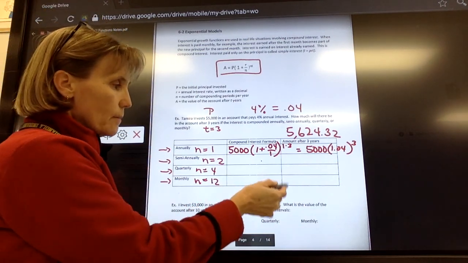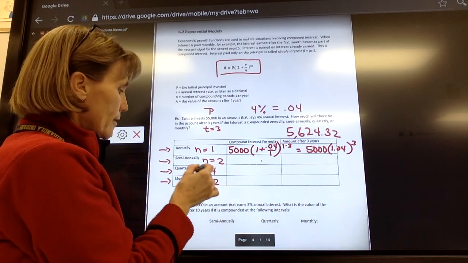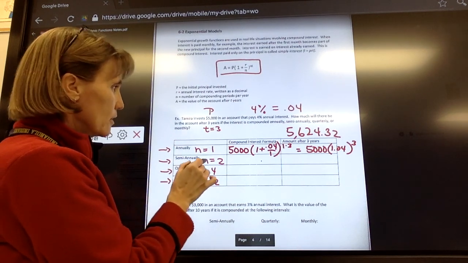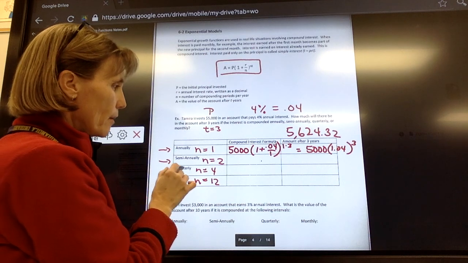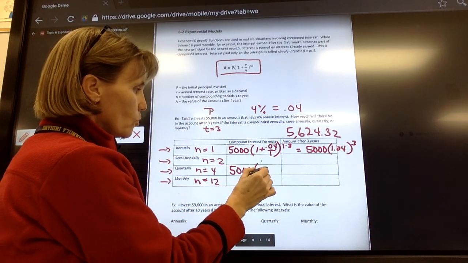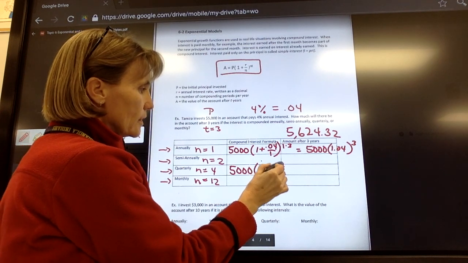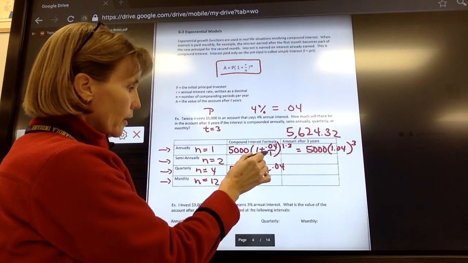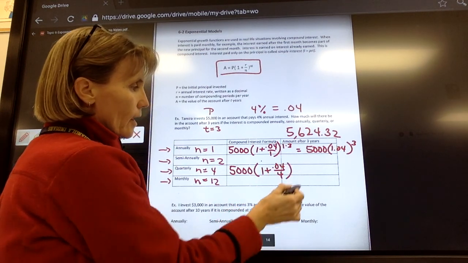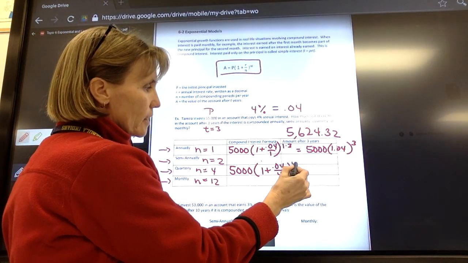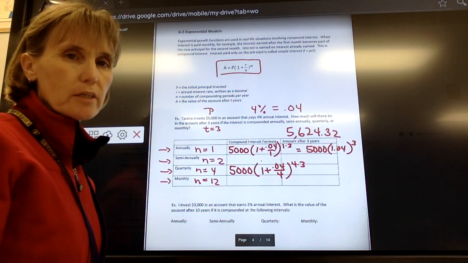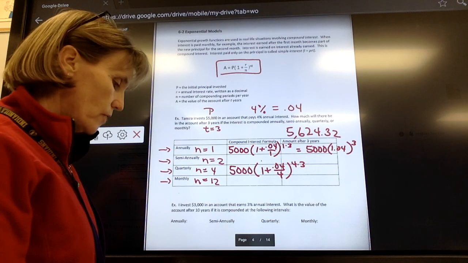And so we're going to do the same thing for each one of these in our table. Okay, if I jump down here to quarterly, if I were to evaluate the same situation, but we're going to compound it quarterly, the only thing that changes in my formula is, instead of dividing 0.04 by 1 like I did for annually, for quarterly we'd be dividing by 4. And then in the exponent, we'd be taking 4 times 3. 4 is the number of times we compound it. 3 is the number of years we're looking to evaluate.